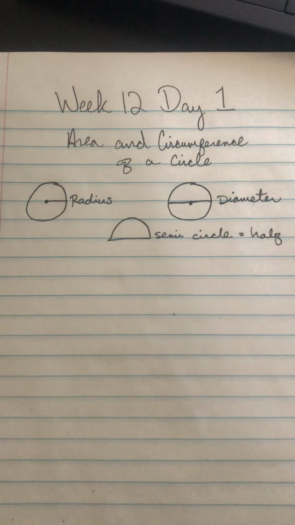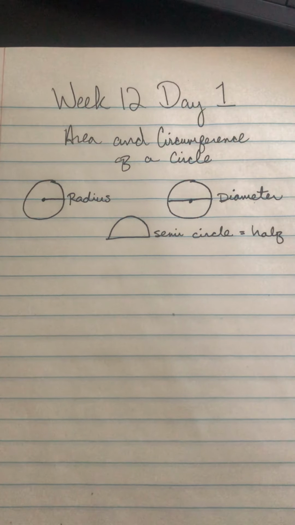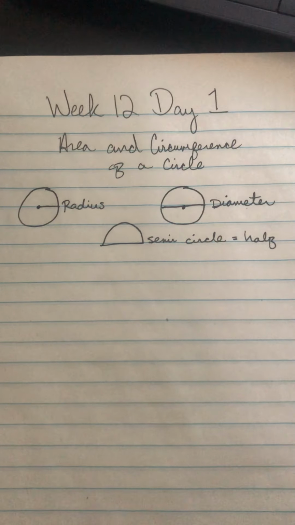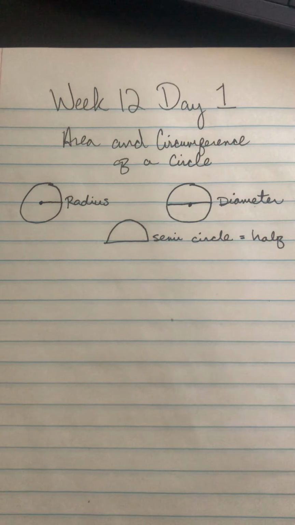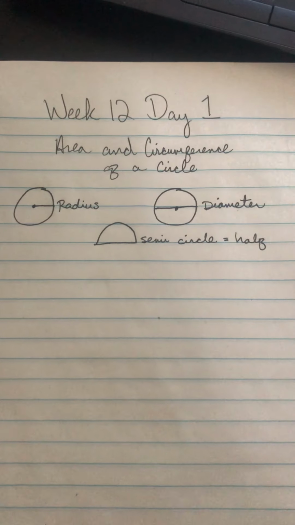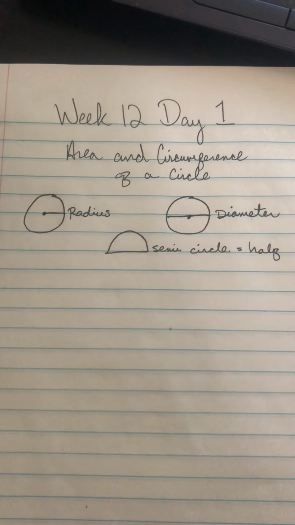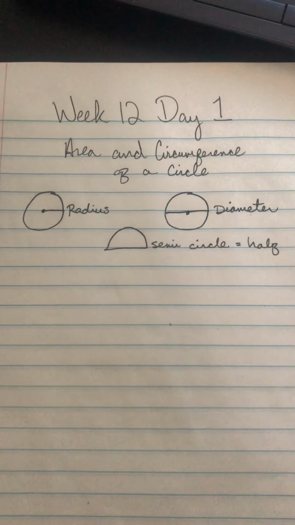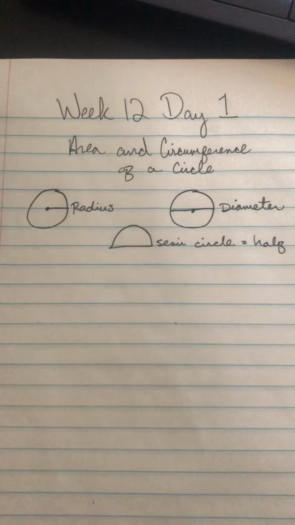Week 12, day one, we're talking about area and circumference of a circle, which some people might say is a seventh grade standard, but I've seen a lot of it in sixth grade. I remember teaching it in sixth grade, years ago. But anyway, it's going to be a kind of lengthy process because there's a lot that goes into it.